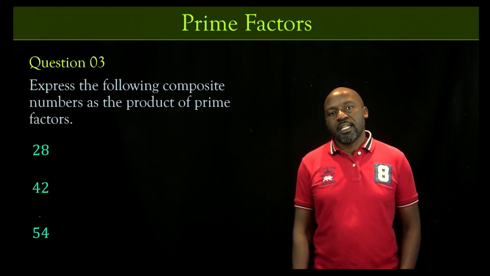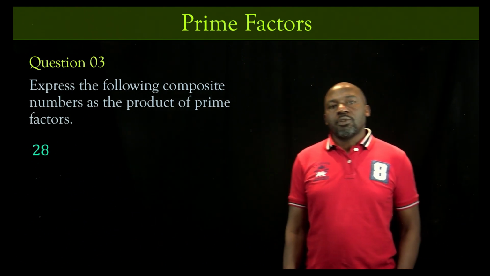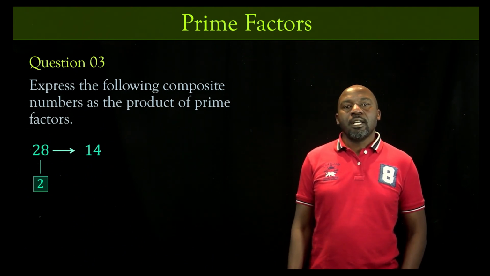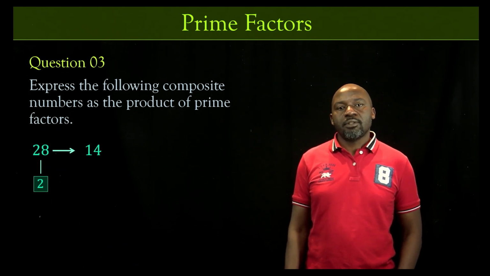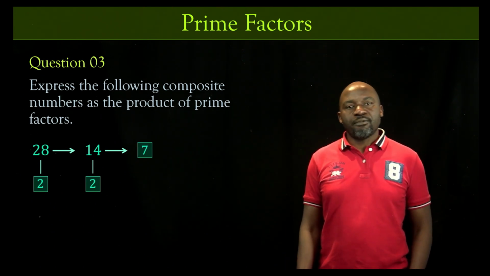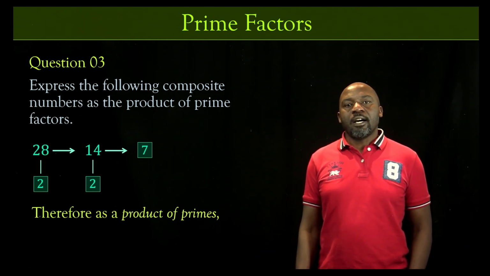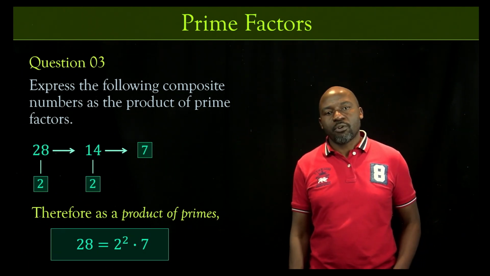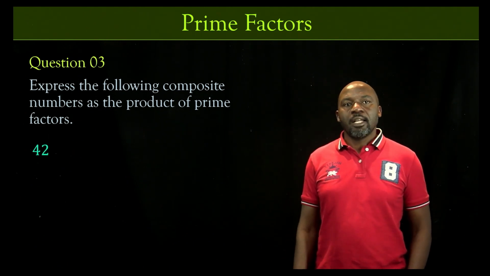So the prime factors of 28 are, all right, we start with 2. 2 does divide 28 to give us 14, right? But 14 is not prime, so we have to divide it again. We try if 2 can go in again, so 2 can still divide 14 to give us 7, and 7 is now a prime factor. And so we can conclude that the prime factors of 28 are 2 squared by 7. Okay, so expressed as a product of prime factors, 28 is 2 squared times 7. All right, let's see the next one.